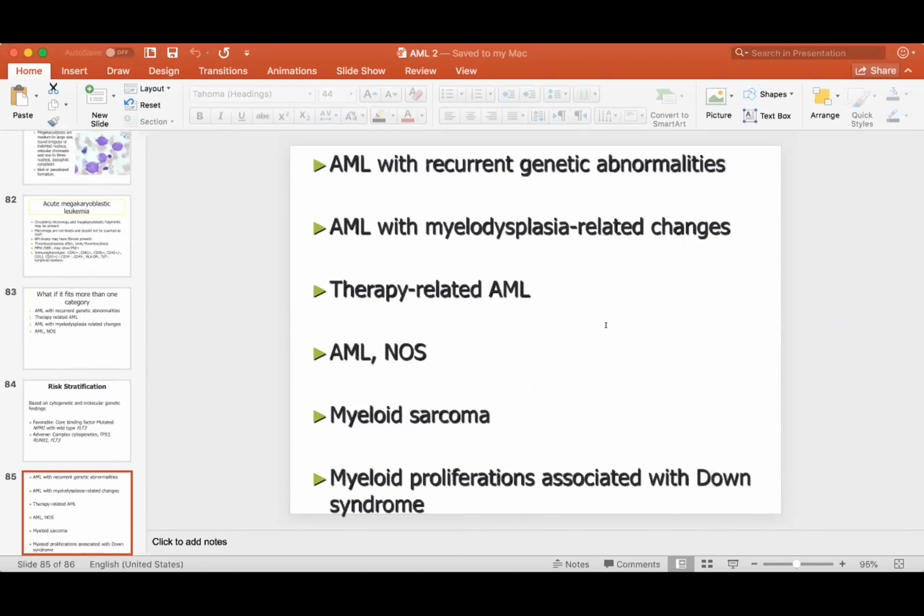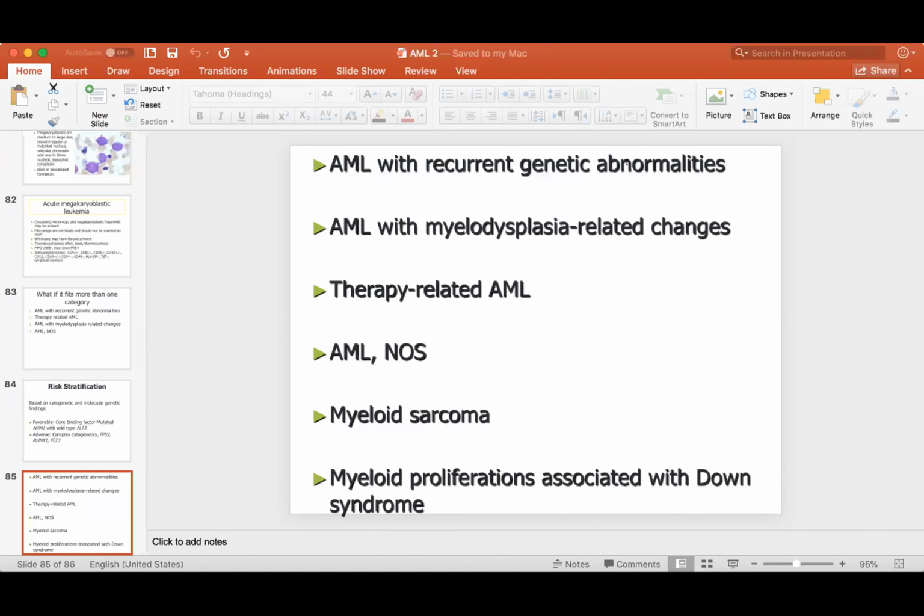So again, the classification included AML with recurrent genetic abnormalities. Those are the ones that had the recurrent translocations, and 3 of them, we didn't need 20% blast to call it AML. Which ones are those? The translocation 8;21, the translocation 16;16 or inversion 16, and the 15;17 translocation or the acute promyelocytic leukemia. The others, we need 20% blast so far. They're still studying them because there's debate about that.